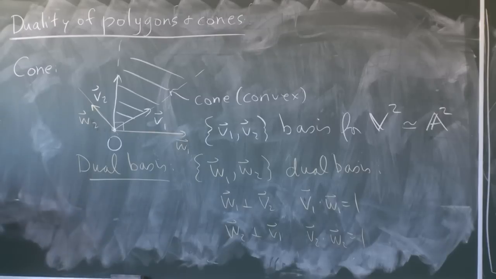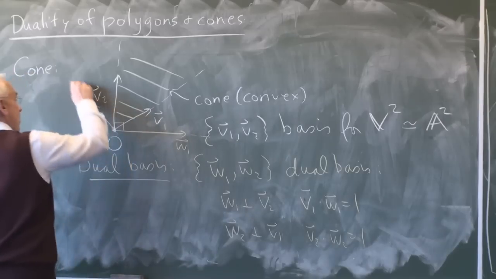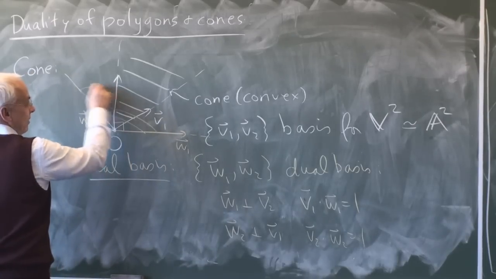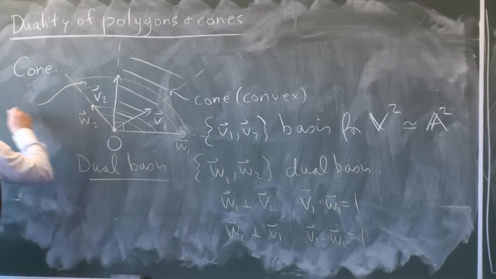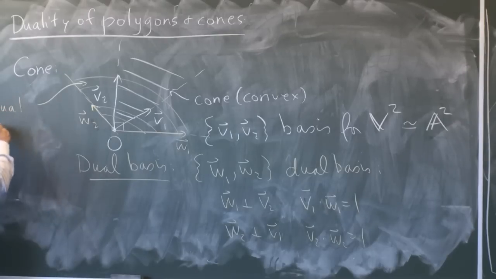And of course, now that we have that dual basis, we can talk about its convex hull, or the cone generated by it, which in yellow will be all of this. So that will be the dual cone.